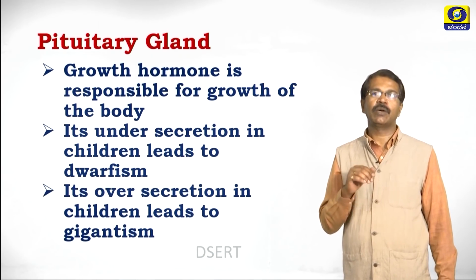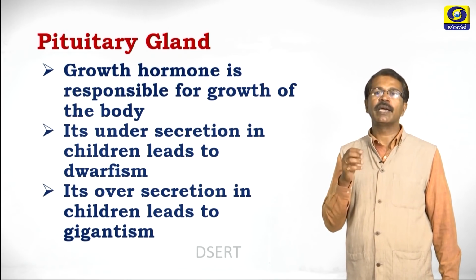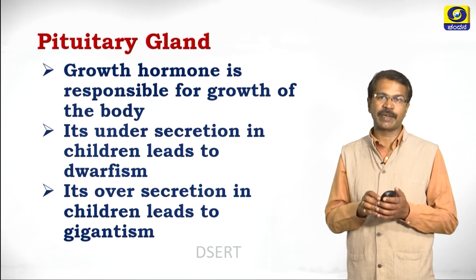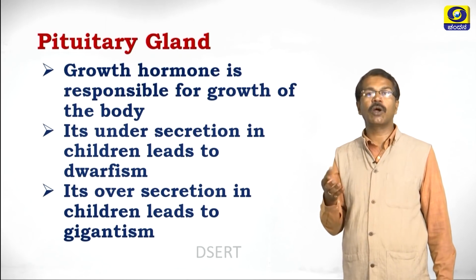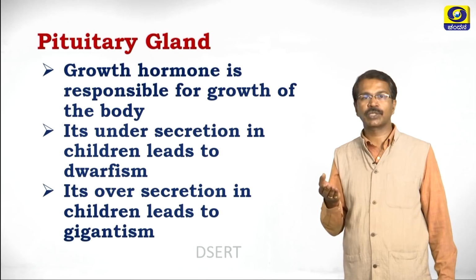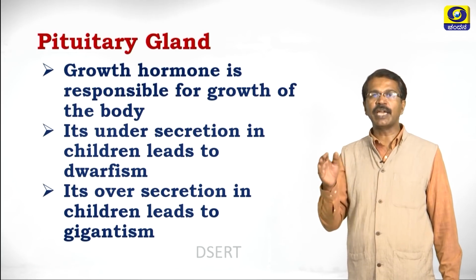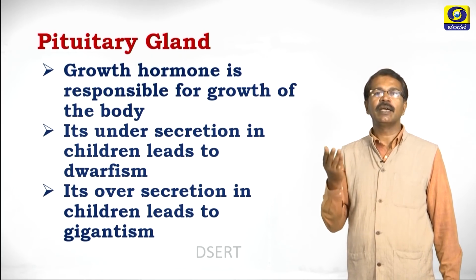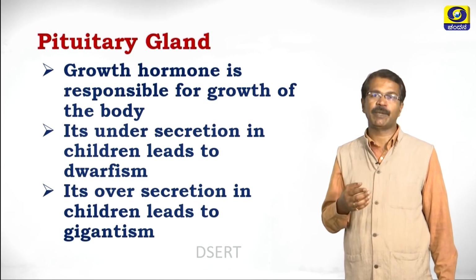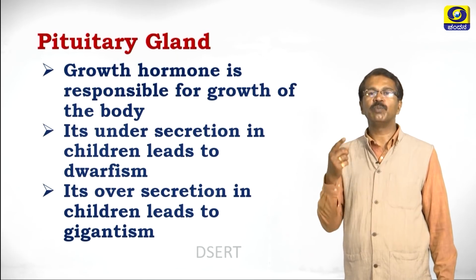Another situation also occurs. What happens? Pituitary gland, instead of secreting a specific amount of growth hormone, sometimes secretes in large quantity, in greater concentration. Then it leads to a condition called gigantism. In such a condition, the person grows abnormally. A child aged around 10, 11 or 12 years reaches a height of around 6 or 7 feet, sometimes 8 feet. This is because of over secretion of growth hormone by the pituitary gland.